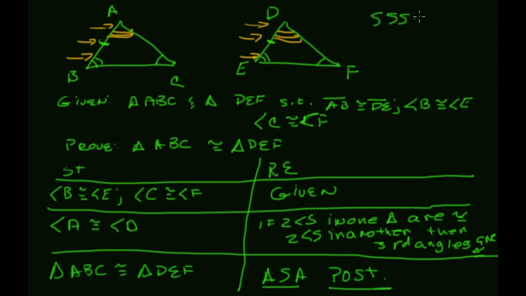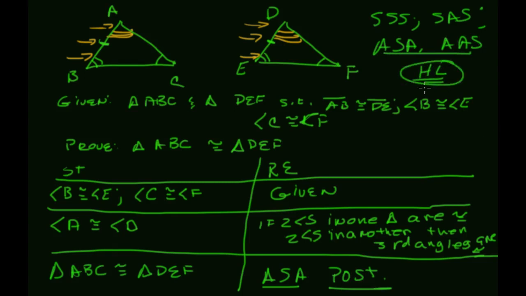We have SSS, SAS, ASA, and AAS. The last one I'm going to give is HL, and that only pertains to right triangles. The H stands for hypotenuse, and the L stands for leg. But in order to do that, we have to know something about isosceles triangles first.